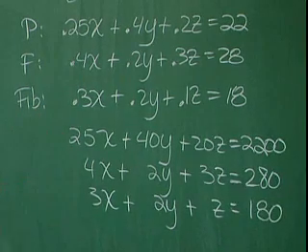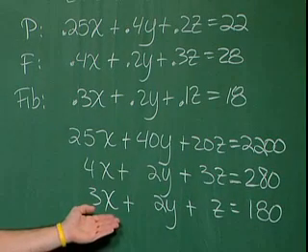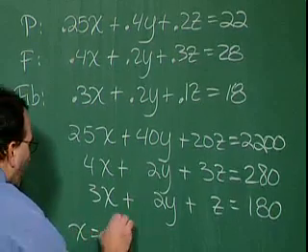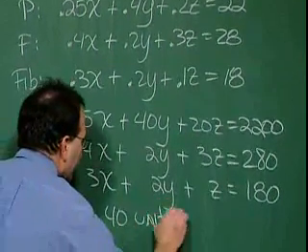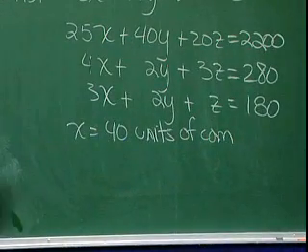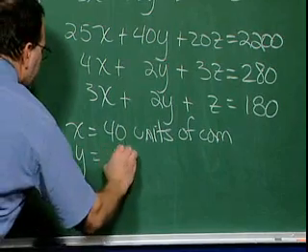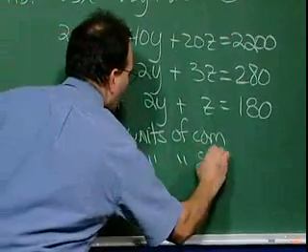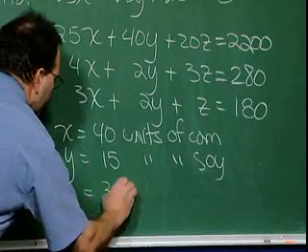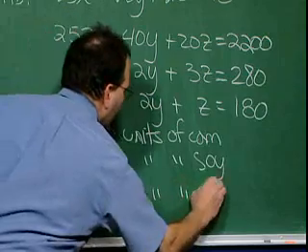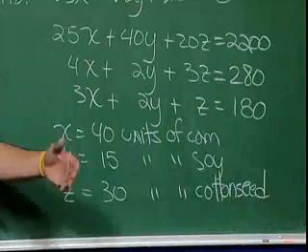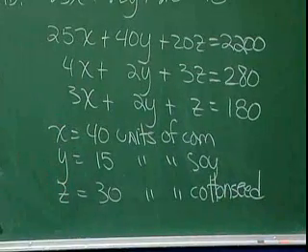Now, if you use the methods that we examined in example 1, what you would do is find that X is 40 units of corn, that Y turns out to be 15 units of soy, and that Z is equal to 30 units of cottonseed. And that would be the solution to that application.